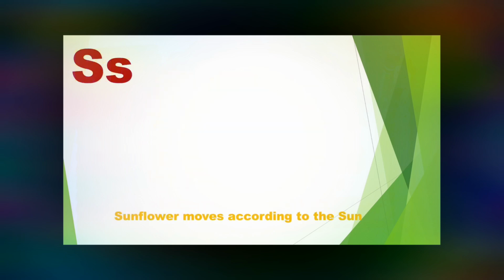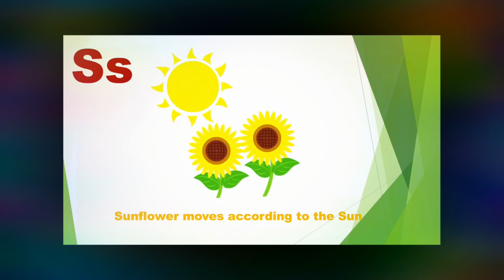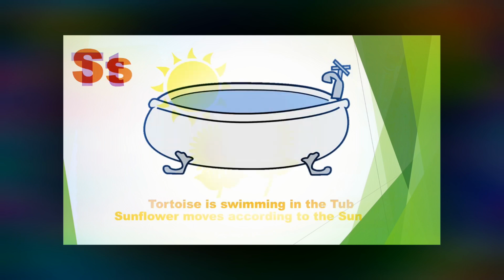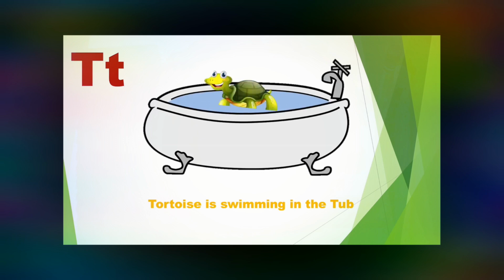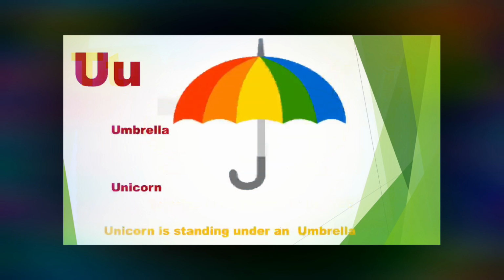S. S for sun. And S for sunflower. Sunflower moves according to the sun. T. T for tub. And T for tortoise. Tortoise is swimming in the tub.